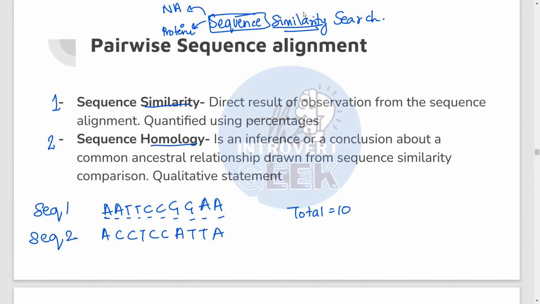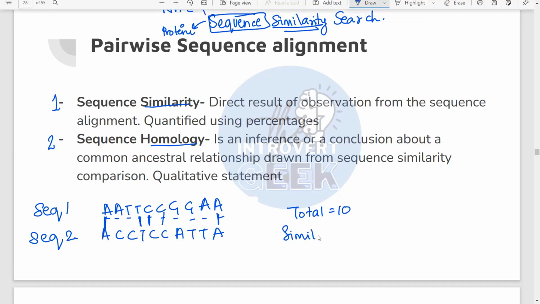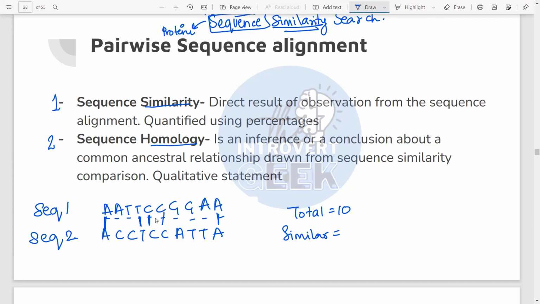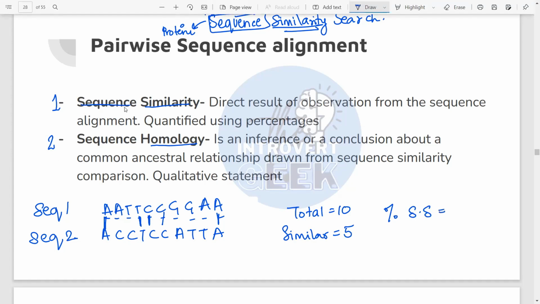Now, what is the similarity between these two sequences? How will you calculate that? Very simple. Just see which bases are the same and mark them. Tell me which are the similar residues here. AA is similar. Then we have TT that are the same. Then C, C. Here nothing else. Okay, another AA is similar. So now out of 10 residues, how many are similar? There are 1, 2, 3, 4, 5. 5 similar. So what is the percentage of sequence similarity?